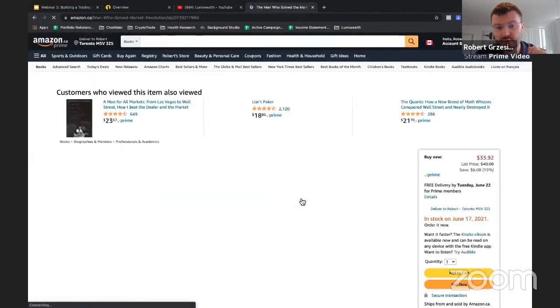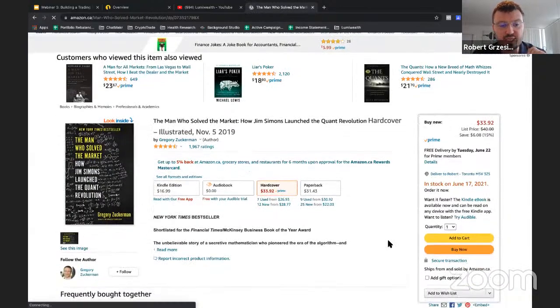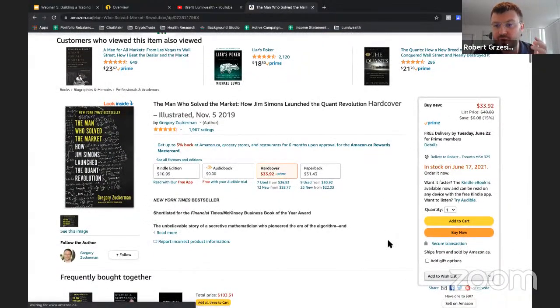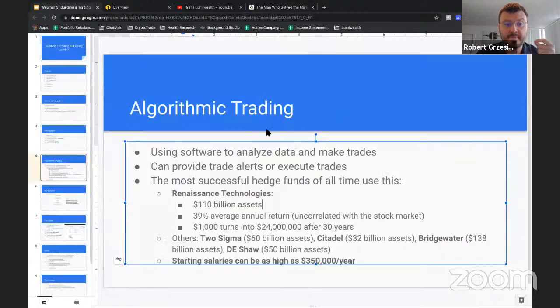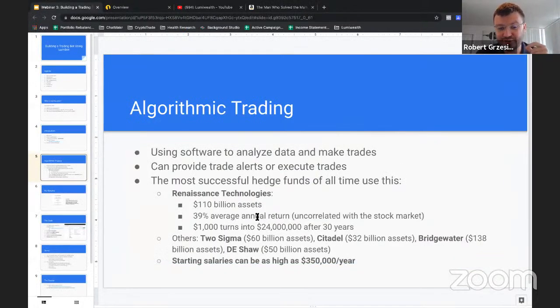It blew my mind when I went through this. But essentially, it's about the guy that runs, or used to run, Renaissance. I think he stepped down now. The guy that created Renaissance, Jim Simons, is all about him and how they created this quant hedge fund called Renaissance.